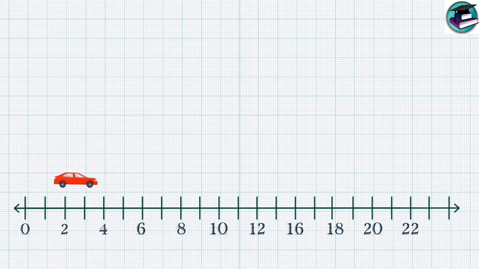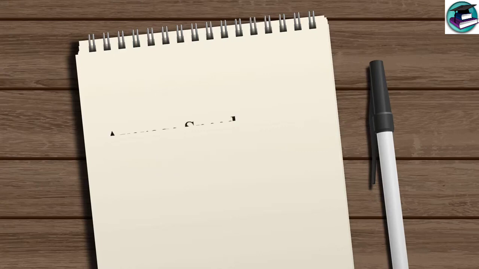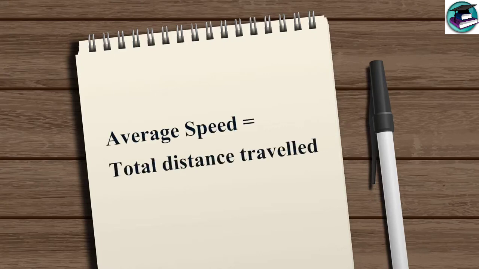In case of non-uniform motion, as the speed is varying for the given time interval, we describe the rate of motion of such objects in terms of their average speed. It is defined as the total distance travelled divided by the total time taken. If an object travels a distance s in time t, then its speed v is equal to s per t.